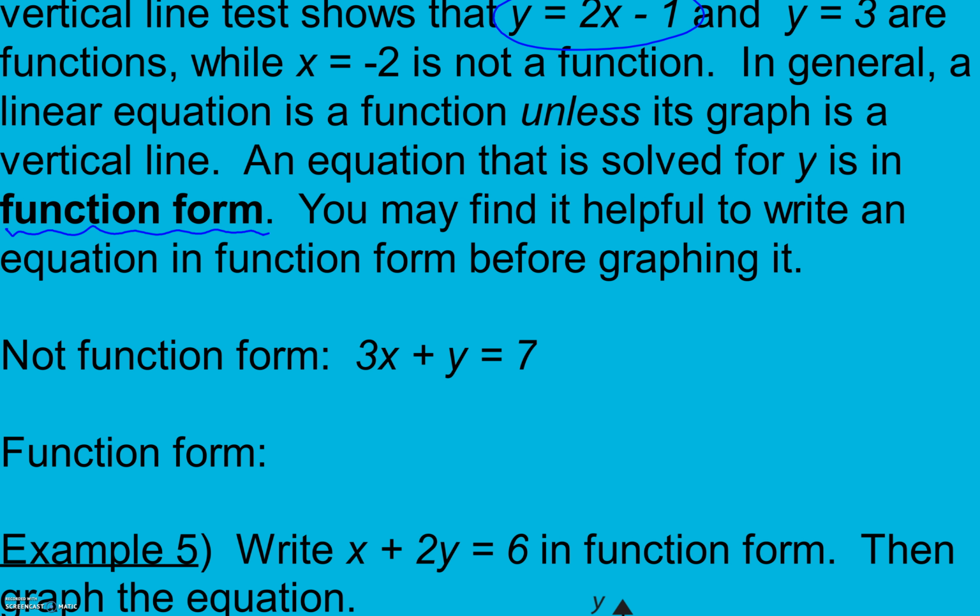But to put it in function form, we have to move the 3x. We want it just y equals. So to move from one side of our equation to the other, we subtract the 3x to both sides. Keep in mind, this negative 3x, I cannot put with my positive 7 because they don't have the same variable parts. So function form here is y equals negative 3x plus 7.